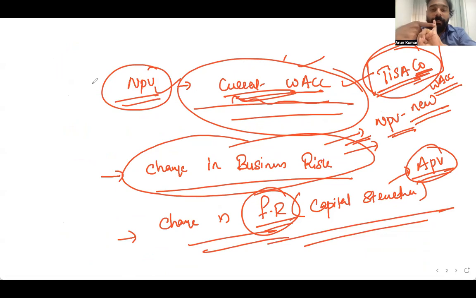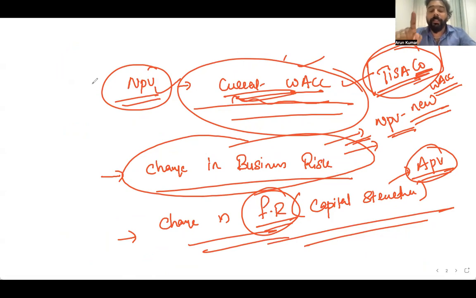There should not be any change in the financial risk. There should not be any change in the business risk. Or else the project should be of a size which is very negligible compared to our existing project. Either the value of the project should be very much negligible, or the business risk or financial risk should not change. In these situations, use the existing WACC in the NPV calculation.